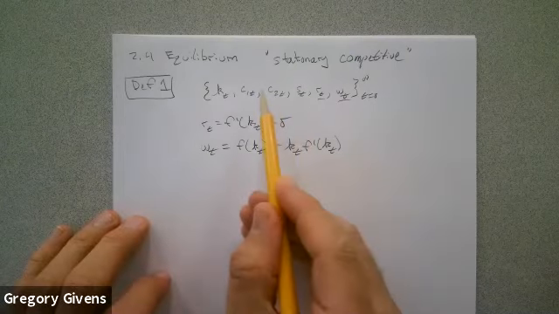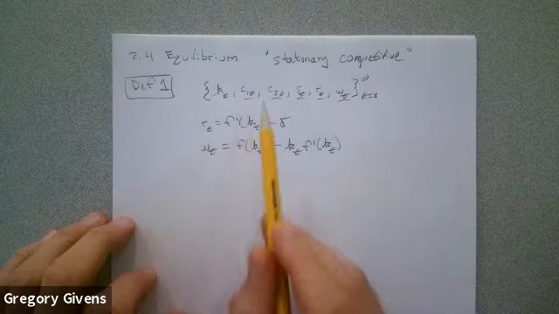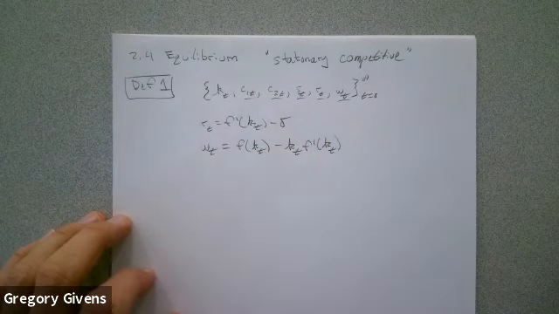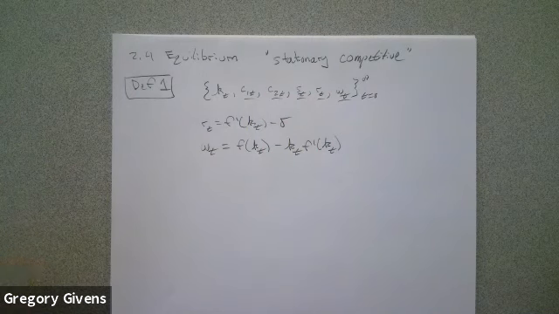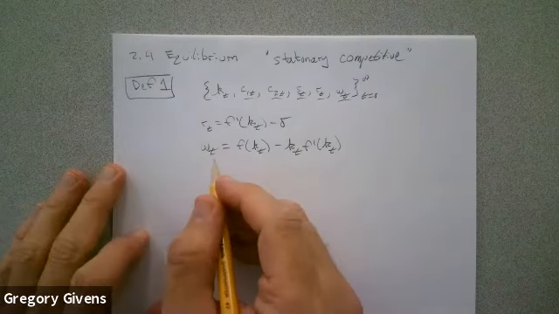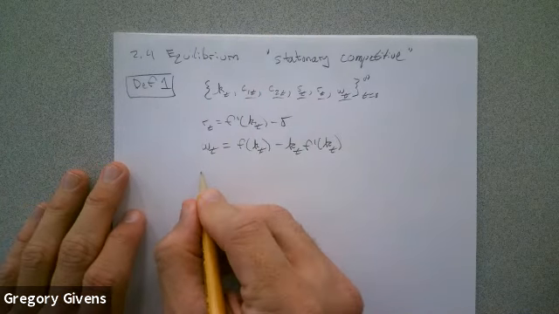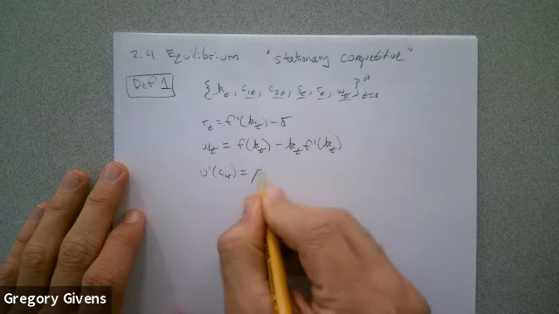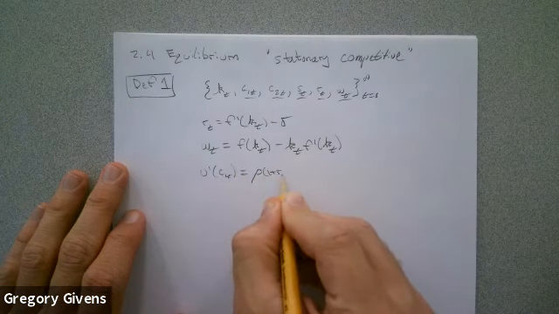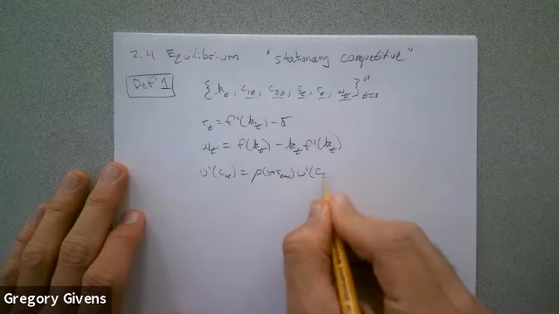Now, what is it that characterizes the optimal behavior of C1, C2, and S? These are the endogenous outcomes of the consumer optimization problem, right? Well, the most obvious one, of course, is the Euler equation. U prime of C1T is equal to beta times 1 plus R T plus 1 times U prime of C2 T plus 1.